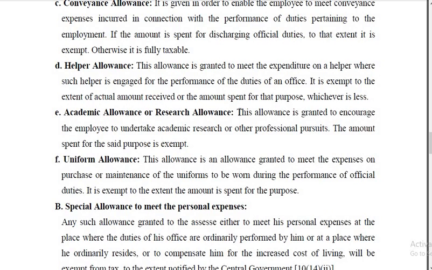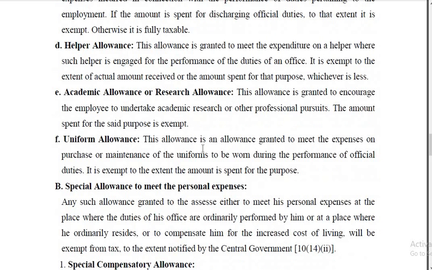Okay, academic allowance or research allowance. So this allowance is granted to encourage the employee to undertake academic research or other professional pursuits. For example, for college lecturers to pursue additional studies, allowance might be given. To pursue PhD or other higher studies, they might be given additional allowance. That is exempt if the entire amount is spent. If any part of that is unspent, that is taxable.